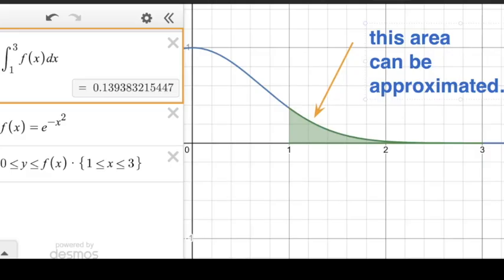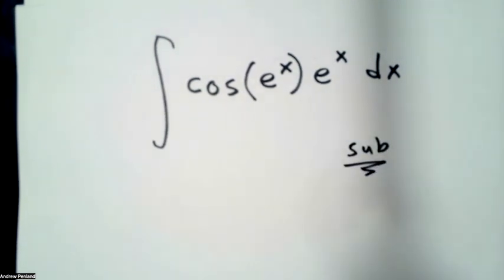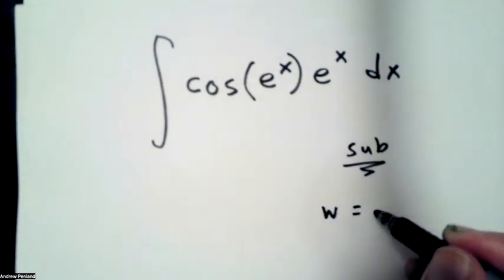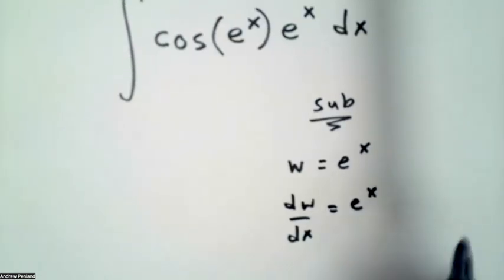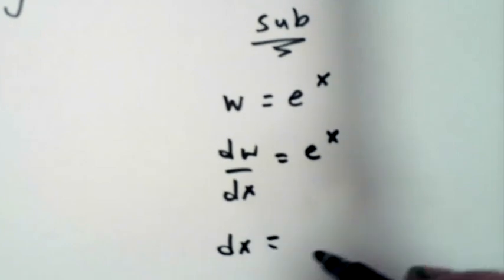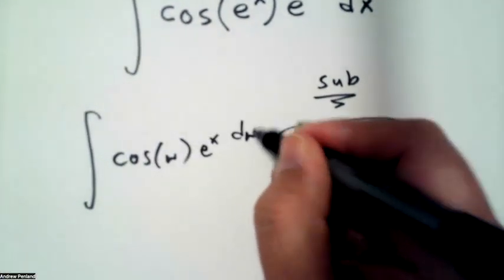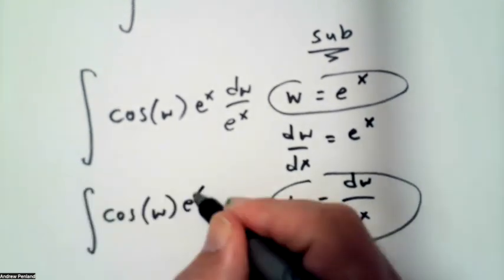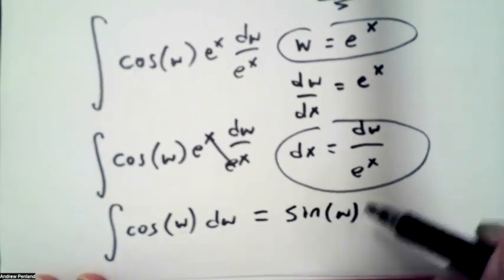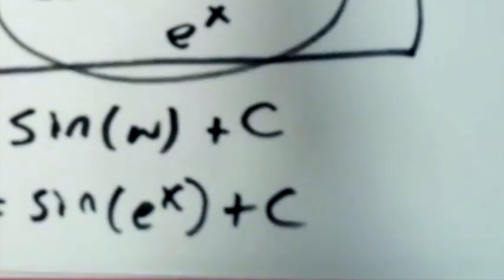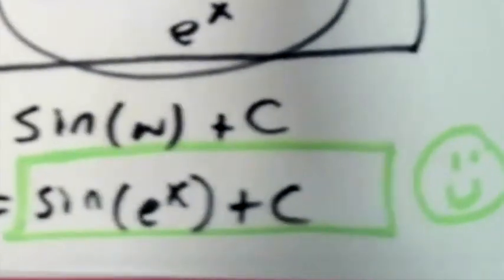Let's look at another example, which is the indefinite integral of cosine of e to the x multiplied by e to the x dx. Here we try substitution with w equals e to the x. When we take dw dx, we get e to the x. Then we solve for dx and get dw over e to the x. When we plug these pieces back in, things cancel nicely to give us the indefinite integral of cosine of w dw. Using the basic antiderivative rule, this is sine of w plus c. When we plug back in w equals e to the x, this becomes sine of e to the x plus c. This would be our final answer.